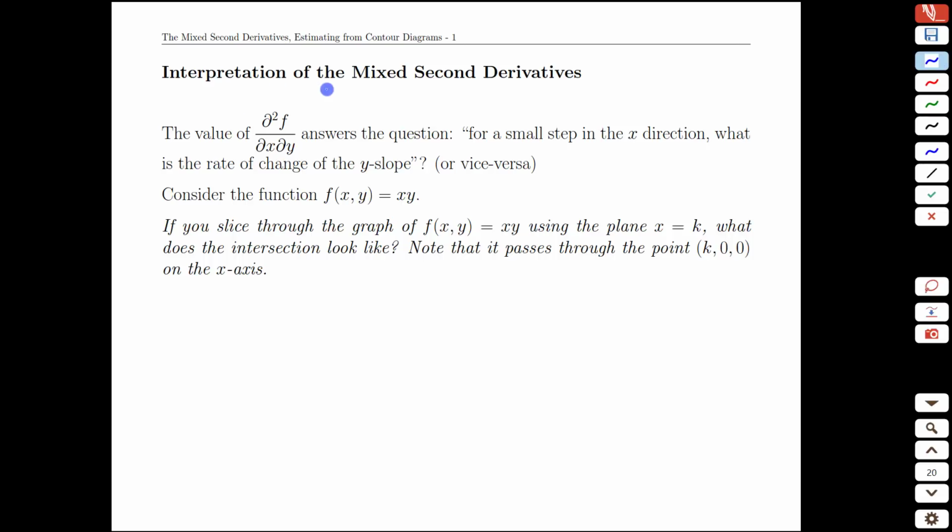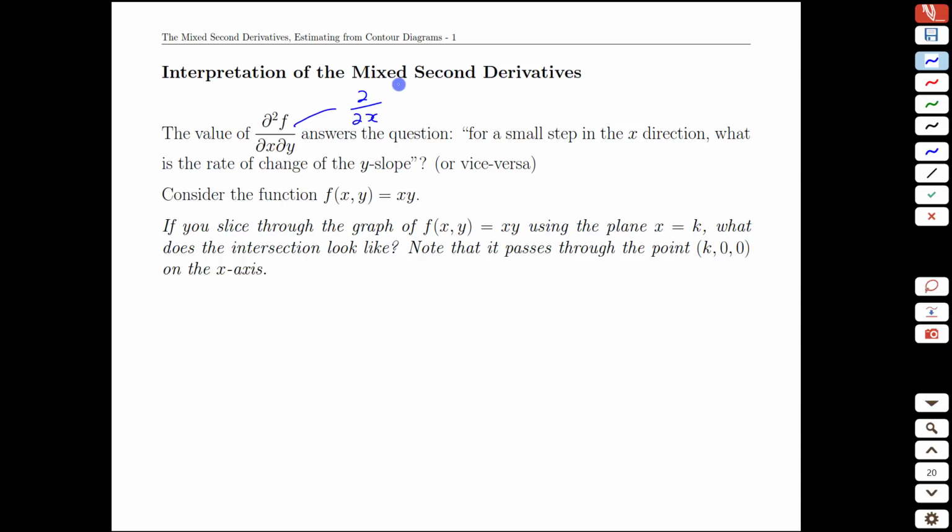In this video, we're going to explore how to interpret the mixed partial second derivative, and we're also going to look at contour diagrams and see if we can infer information about second derivatives from those diagrams. But we're going to start with this mixed partial. The key observation is that this mixed partial derivative, being a second derivative, can be thought of this way.